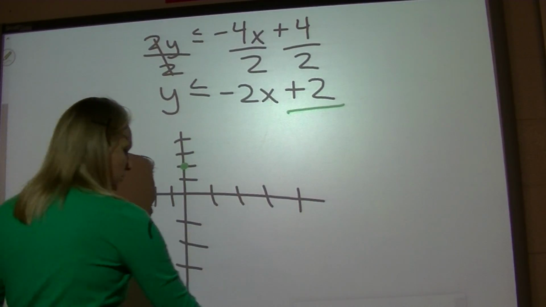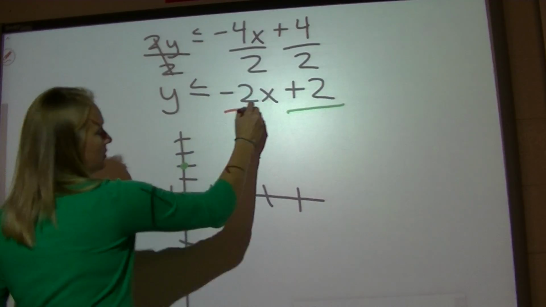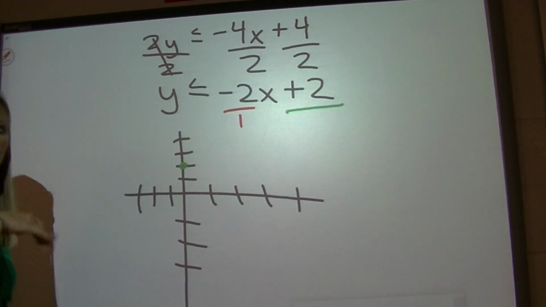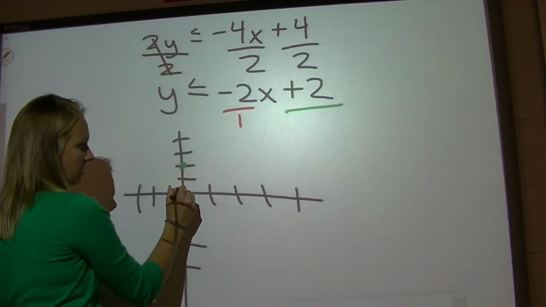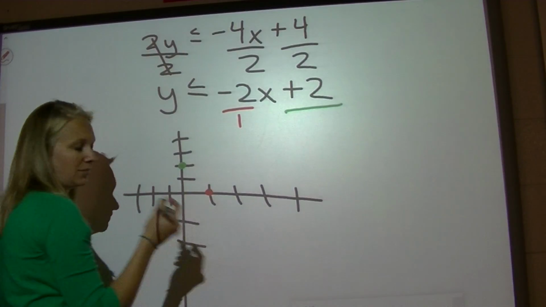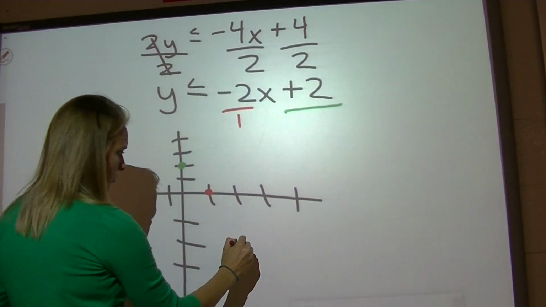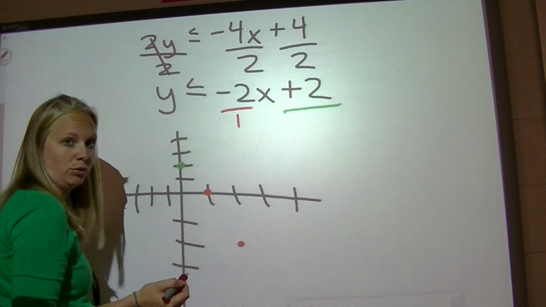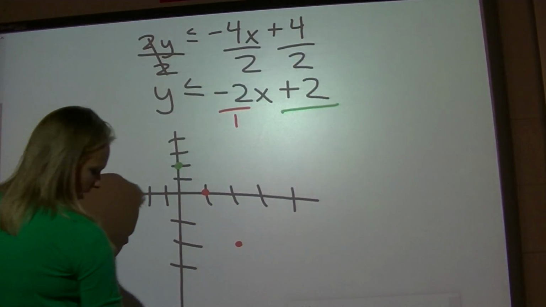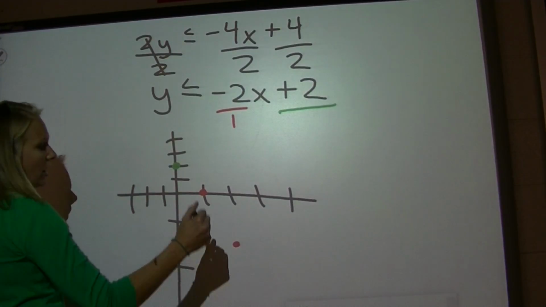And then my slope is negative 2 over 1. So I'm going to rise negative 2, which is down 2, and then over 1. And I can keep doing this, down 2 over 1, until I run out of room on my graph. But after I have that, I can then graph my line.